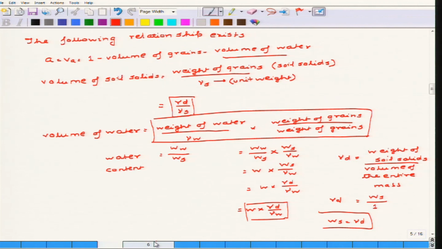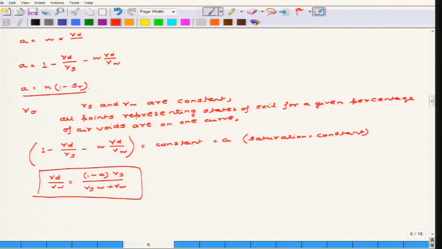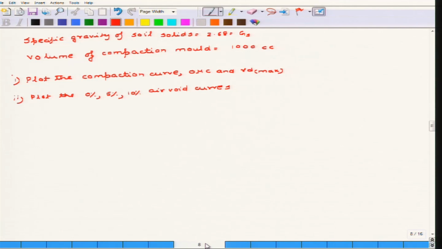These air void curves have the equation gamma D by gamma W equals 1 minus A into gamma S by gamma S W plus gamma W. So, we are going to utilize this formula in the next problem. Now, the 0% air void curve basically means a 100% saturation line. That means here the saturation is constant and equivalent to 100%.